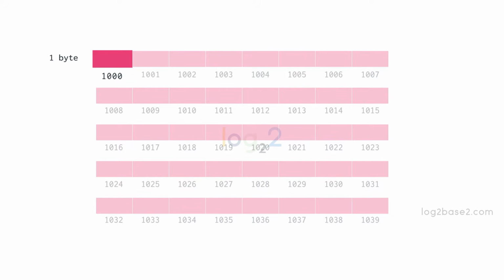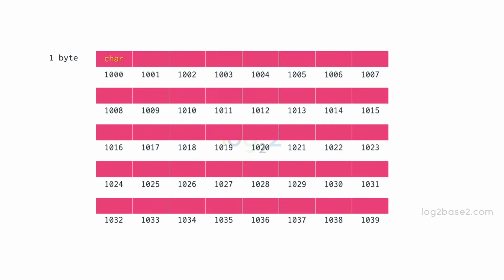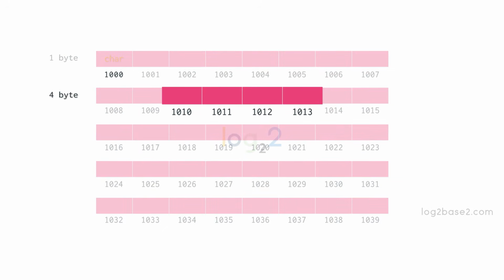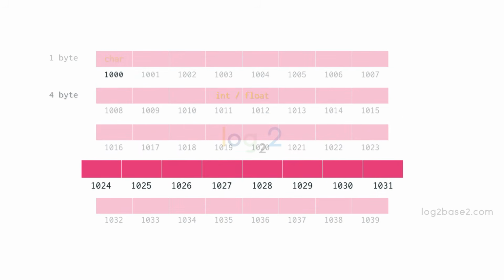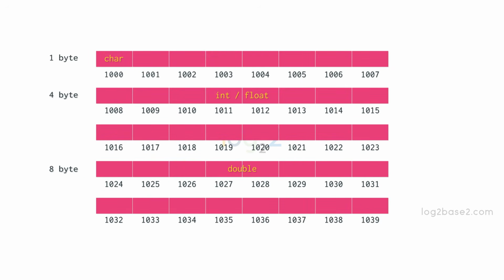There are basic data types like character, integer, float, double, etc. One character uses 1 byte of memory. Likewise, integer or float uses 4 continuous bytes of memory. Double uses 8 continuous bytes of memory. That is about computer memory addresses.